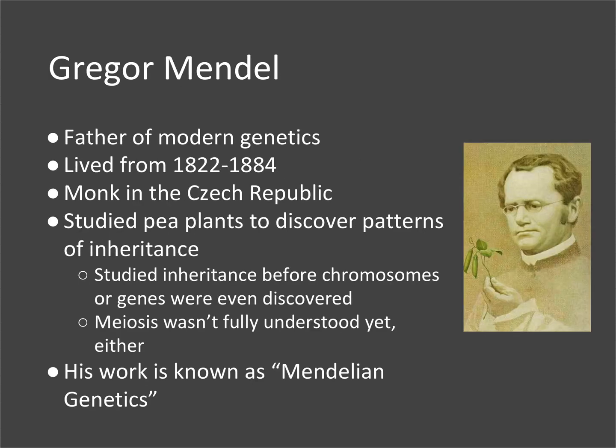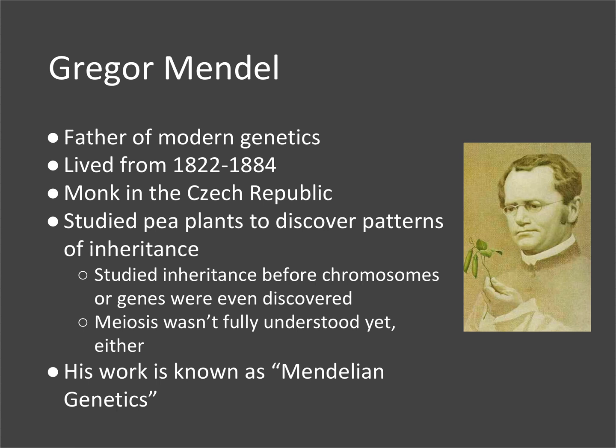So to talk about genetics, we really have to talk about this guy, Gregor Mendel, who lived back in the 1800s, and he was actually a monk in the Czech Republic. And I guess as a monk, he had a lot of time on his hands, and he enjoyed gardening. And so he started doing experiments with pea plants in order to discover how certain traits were passed from one generation of pea plants onto the next generation.